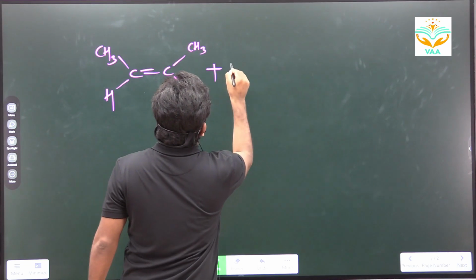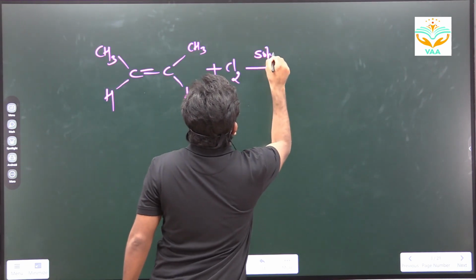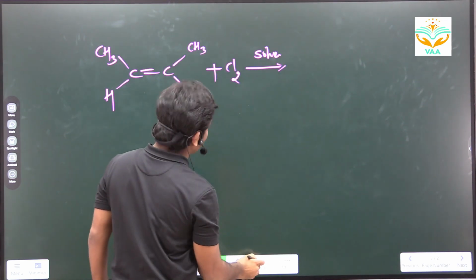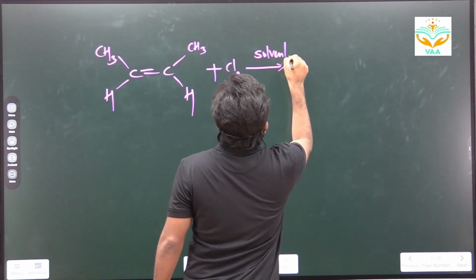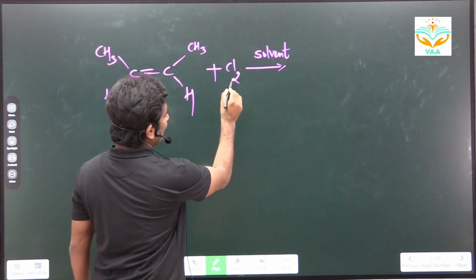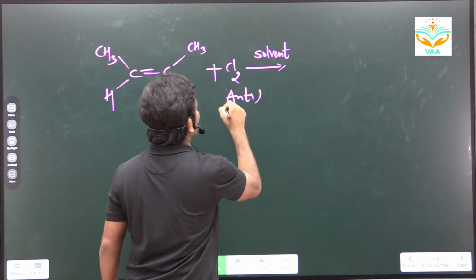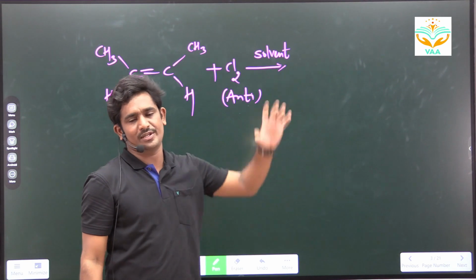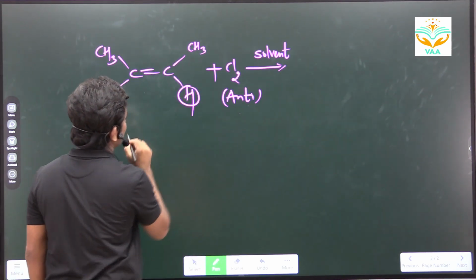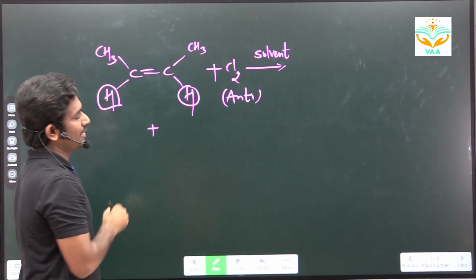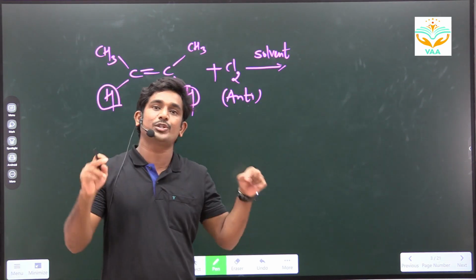If you add halogen, for example chlorine, in the presence of solvent, what will you get? And which addition is it? Halogenation is anti-addition. If you know this much information, you can write the product, right? Again, these two atoms are on the same side, so take plus sign. And it is anti-addition. What is anti-addition? The addition of these two atoms in the opposite direction.